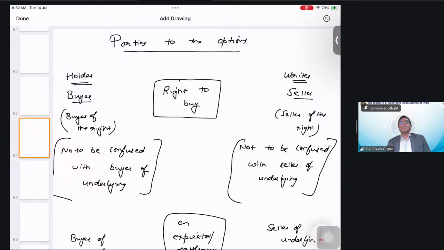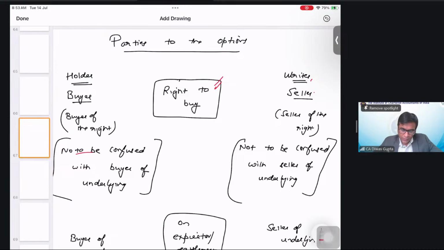Now let's come to what are the parties to the options, students. So, I'm just recapping. We have discussed the call option. We have discussed the put option. Now, we are talking about who all are the parties to the options. The first one is the holder or the buyer of the right. The buyer of the right is the one who is actually purchasing the right. In the case of call option, it is the right to buy. And the writer or the seller of the option is the one who is selling the right to buy.